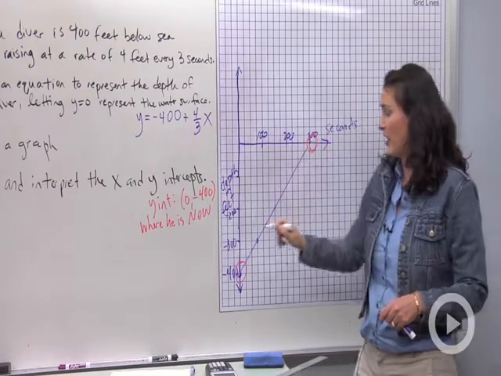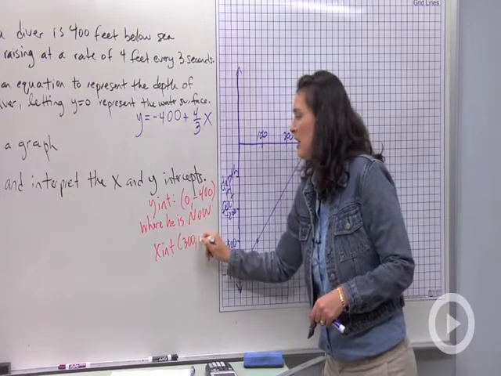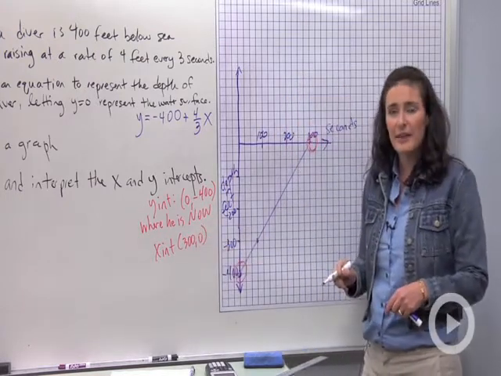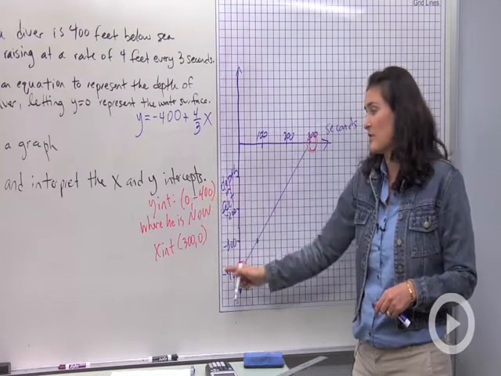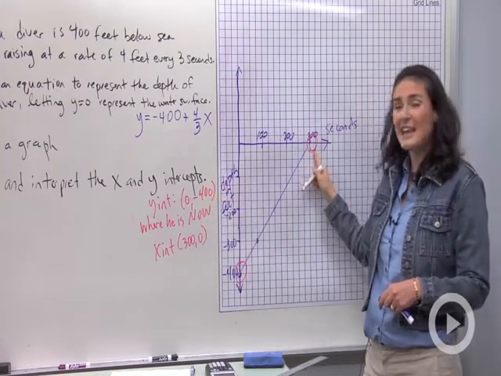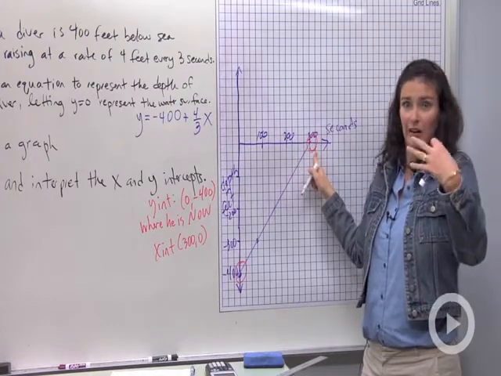Okay, now I need to find my x-intercept, where my line crosses the x-axis. There it is right there. It's the point (300, 0). Think about what that means. He used to be 400 feet below the surface. At this point, he gets to 0 feet below surface, or he hits air.